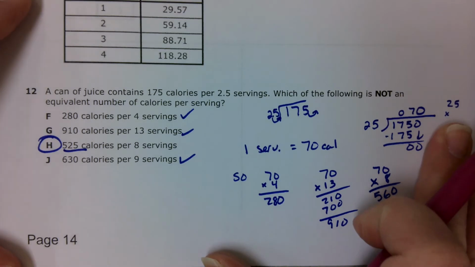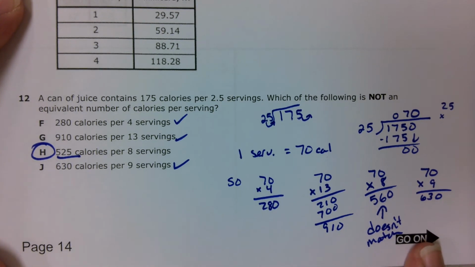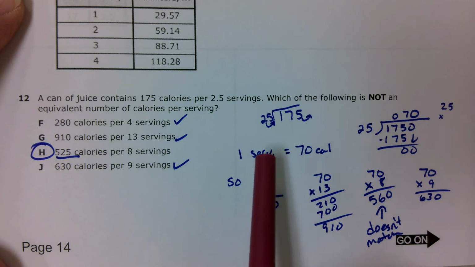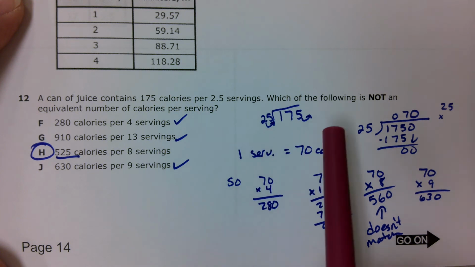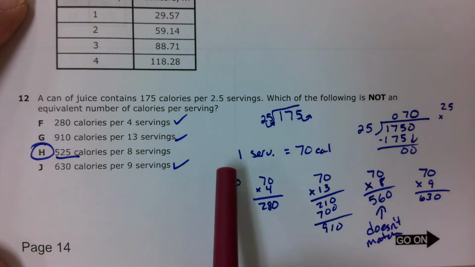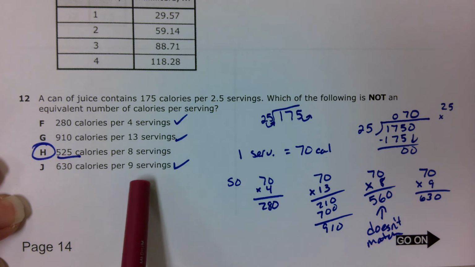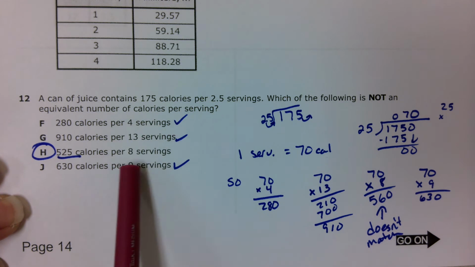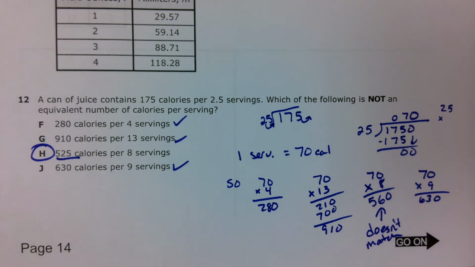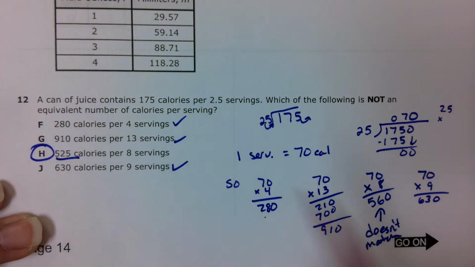All right, number 12, a can of juice contains 175 calories per 2.5 servings. Which of the following is not an equivalent number of calories per serving? So first thing I did was I divided to figure out how much 1 serving would be. And I found that 1 serving is 70 calories. Once I know that, I can just multiply that 70 calories times the servings. So I found that 4 servings gives me 280 calories, so that works.